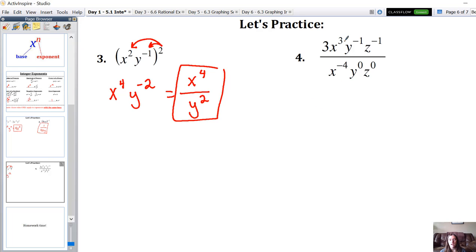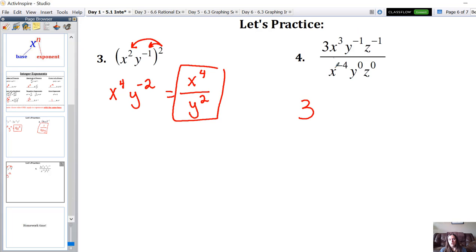Now we have 3x to the third, y to the negative 1, z to the negative 1, over x to the negative 4, y to the 0, z to the 0. When we've got division of bases, we subtract the exponents. There's no other whole number or integer that we need to worry about combining with the 3, so that's just going to stay a 3.